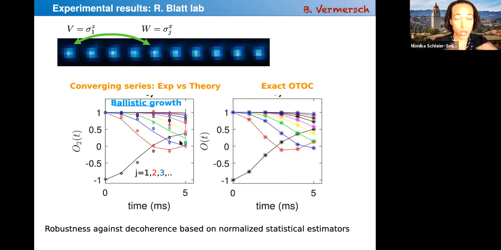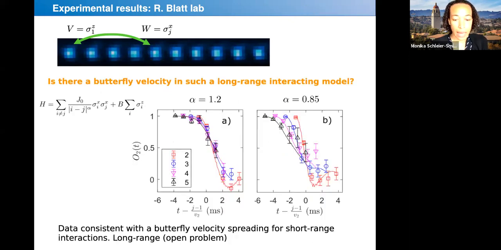So this nicely shows, in a protocol that just requires good control over the initial state and a projective measurement, that you can directly see this effect of the operator spread. Okay, one other thing they can do with this is ask the question: is there some sort of characteristic velocity, a front that's spreading at some velocity, that describes how long it takes for the perturbation to get from site 1 to site j?